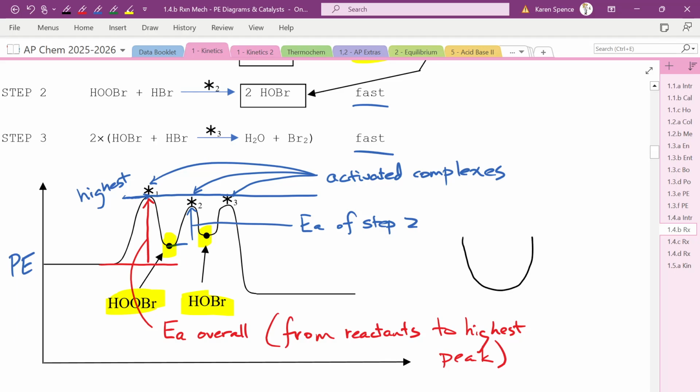Could you please define reaction intermediate to your neighbor without looking at the book?